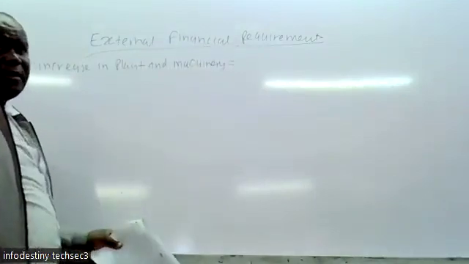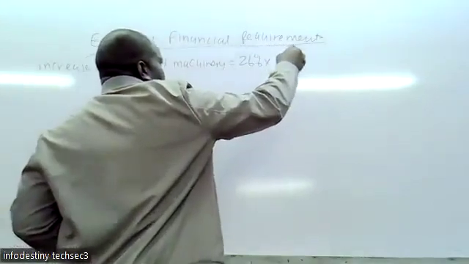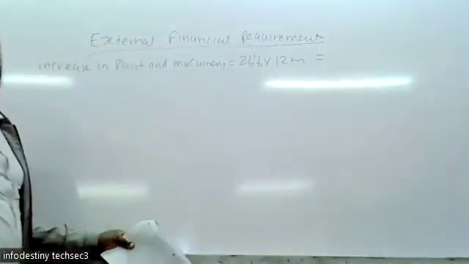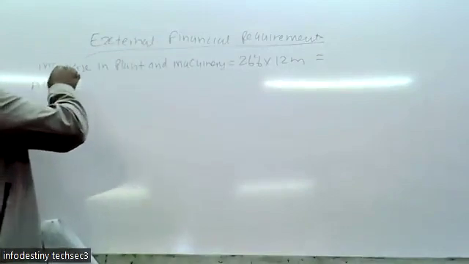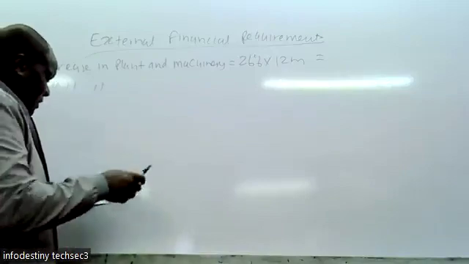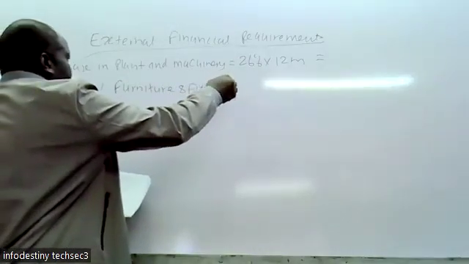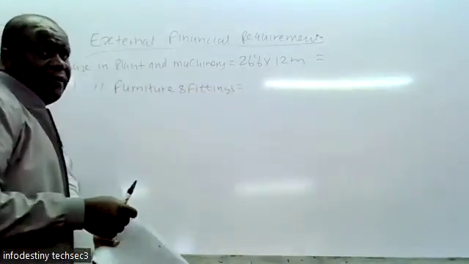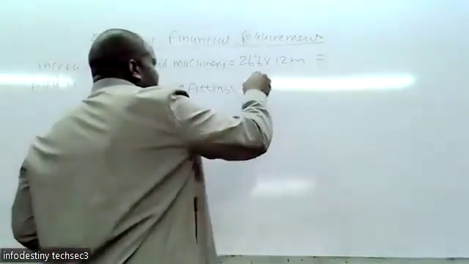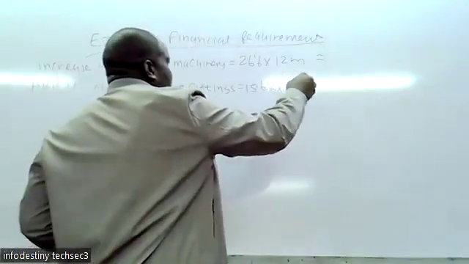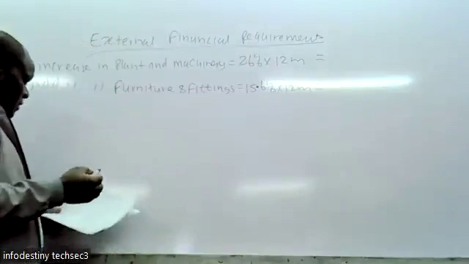So you got which percent? Plant and machinery, you get 26% multiplied by the incremental sales. Our incremental sales are 60 million. So that is how the increase in the plant. Then we add increase in furniture and fixtures. Increase in the furniture and fittings, it was what percent? 15.6% of the 12 million.